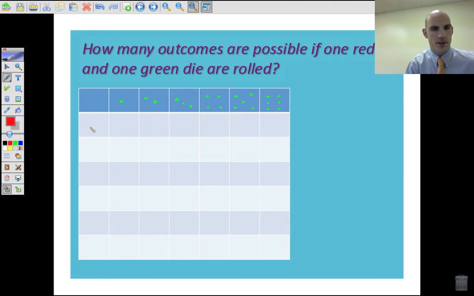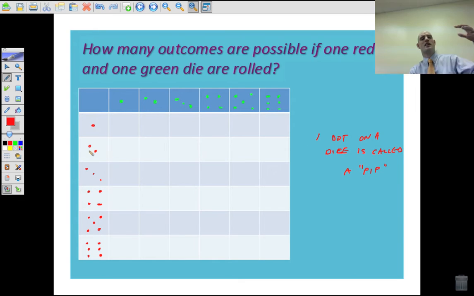That'd be fine. I'm actually going to do that when I fill in this chart. Those are our choices for the green and the red. We have 1, 2, 3, 4, 5, 6. Interesting to note here. 1 dot on a die or on a dice is called a pip. Okay? It's called a pip. So this would be saying that this has 1 pip of green and 1 pip on the red.